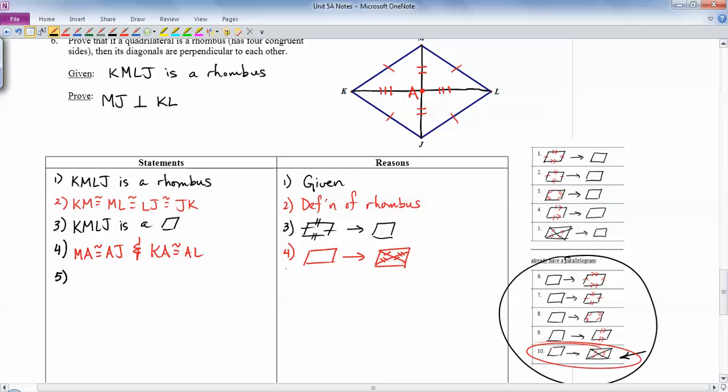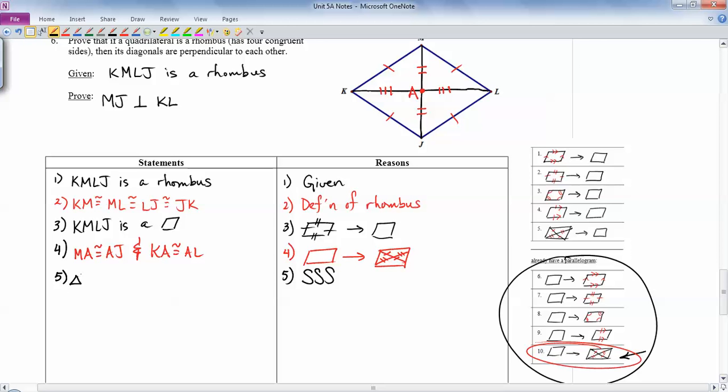So at this point, if you look at those 4 triangles that I formed, they're all identical to each other because they all have a 1 tick mark, a 2 tick mark, and a 3 tick mark side. So I can actually say that all 4 of those triangles are congruent because of SSS.